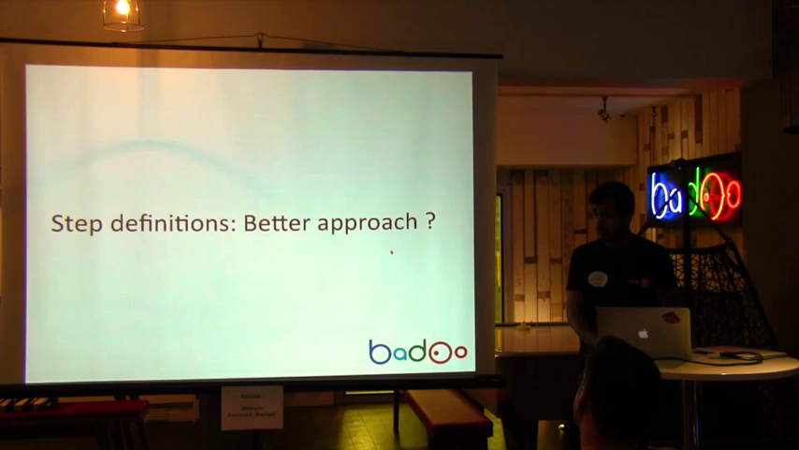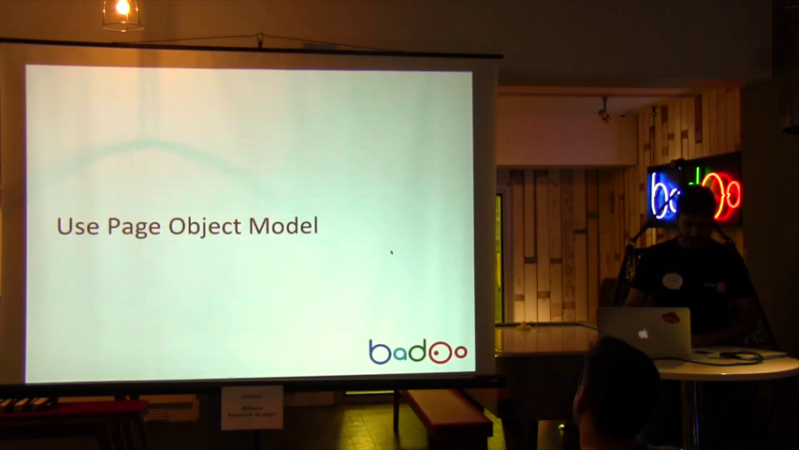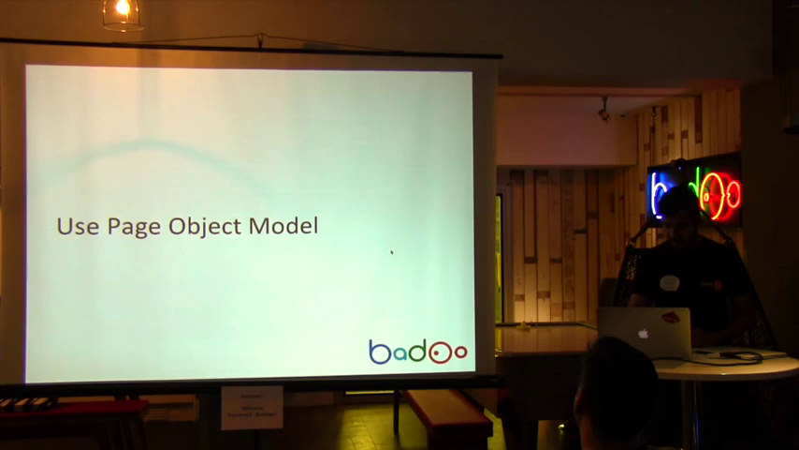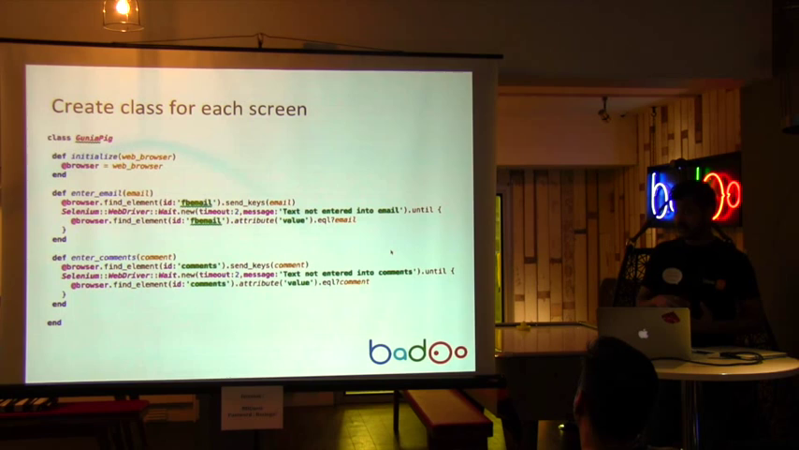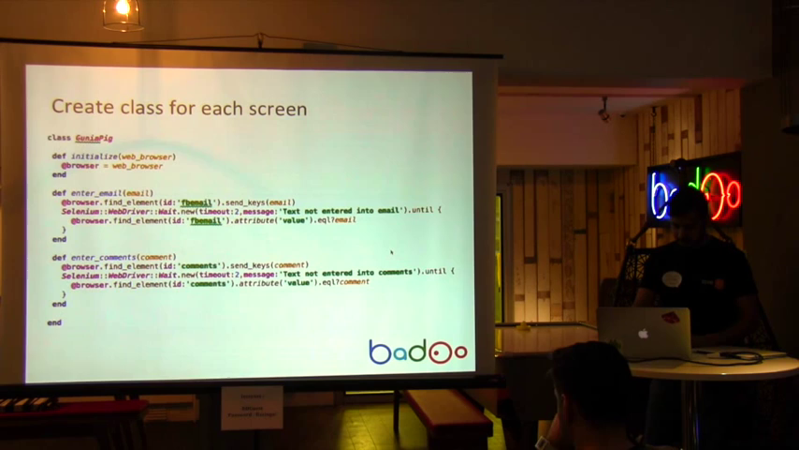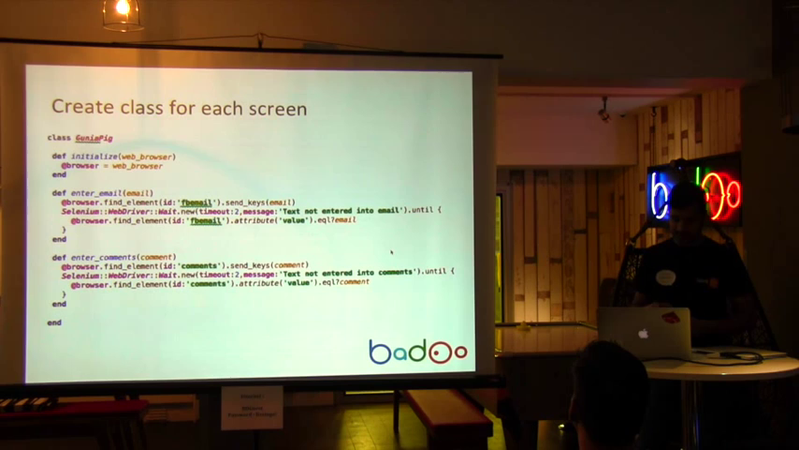there is a better approach, and one of the approaches is using the page object model. You might have already heard about this one. In the page object model, you create a class for each screen, and you write all the operations you want to perform on the particular page. All the code we wrote in the step definitions will be moved to the class. For example, enter email and comments I move to my class. Every screen is represented by a specific class, and all the interactions through that screen go in this class, which is called a page object.